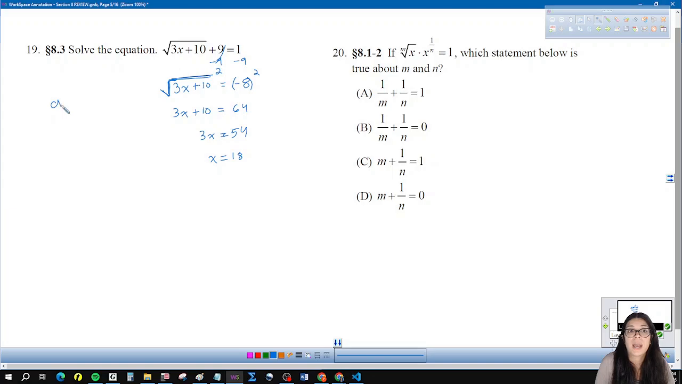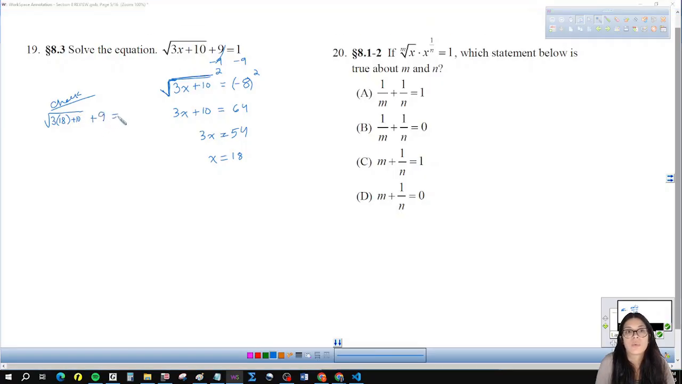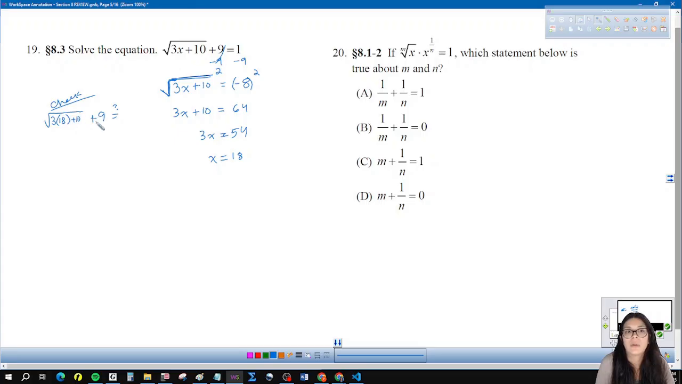And then I would check the 18. So to do that, I'm going to plug in 18 into my original equation. So it will be 3 times 18 plus 10, that's under the radical, and then after that is plus 9. So the question is, when I do that radical and I add 9, do I get positive 1?